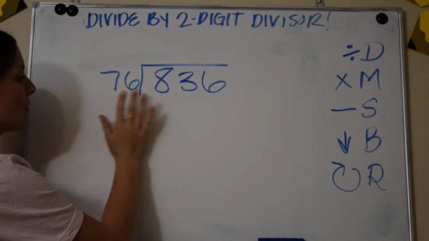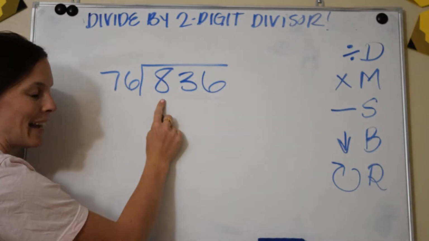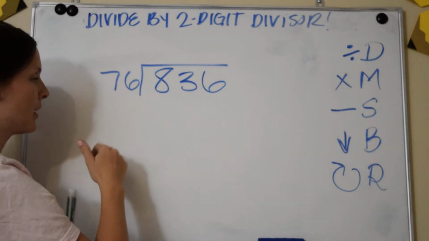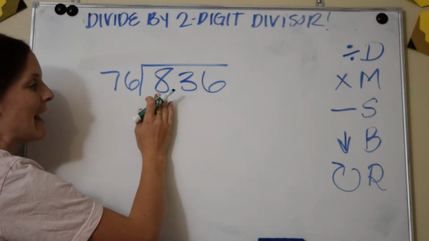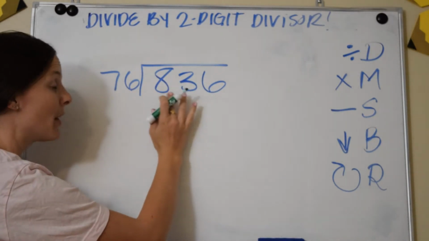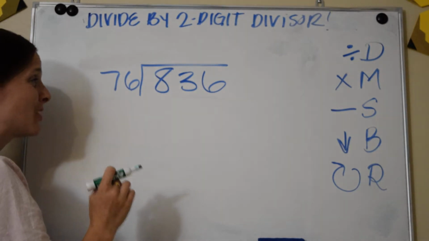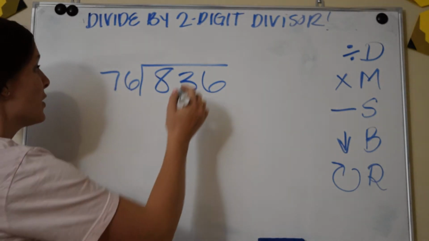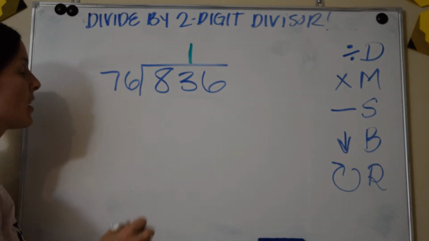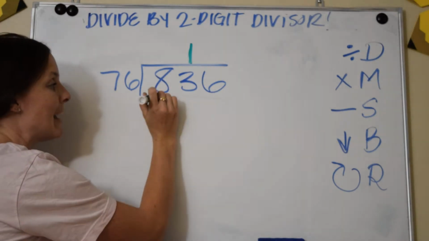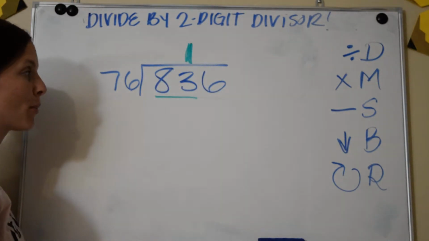Okay, so I have to divide. Can 76 go into an 8? Definitely not. Way too big. 76 is way bigger than 8. Can 76 go into 83? Well, 83 is bigger than 76, so absolutely, and it can just fit into it once. So we're going to put a 1. Remember our lesson on where to place the first digit. Now that we divided the 83 by 76, the 1 has to go above the 3.